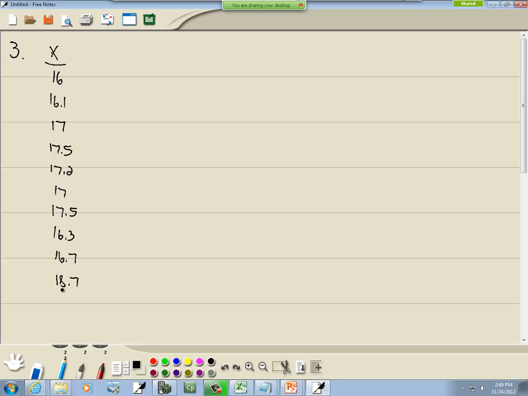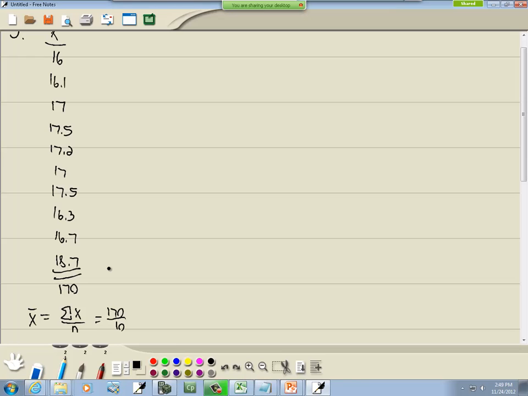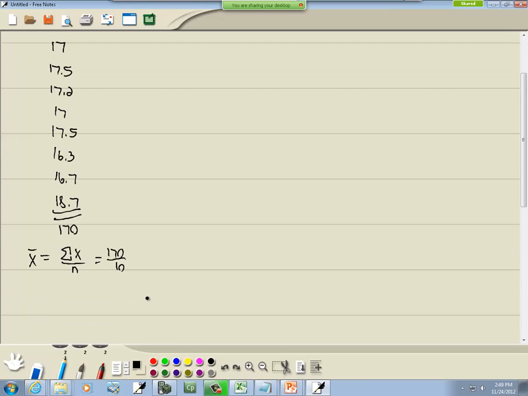We're going to add those together. I should have these numbers already in my calculator from the first attempt, so let me double check that. Yeah, that looks good. If I add those together, we get 170. So X bar, our sample mean, is going to be the sum of our X values divided by N. So we've got 170 divided by 10, since there are 10 of them. That gives us 17.